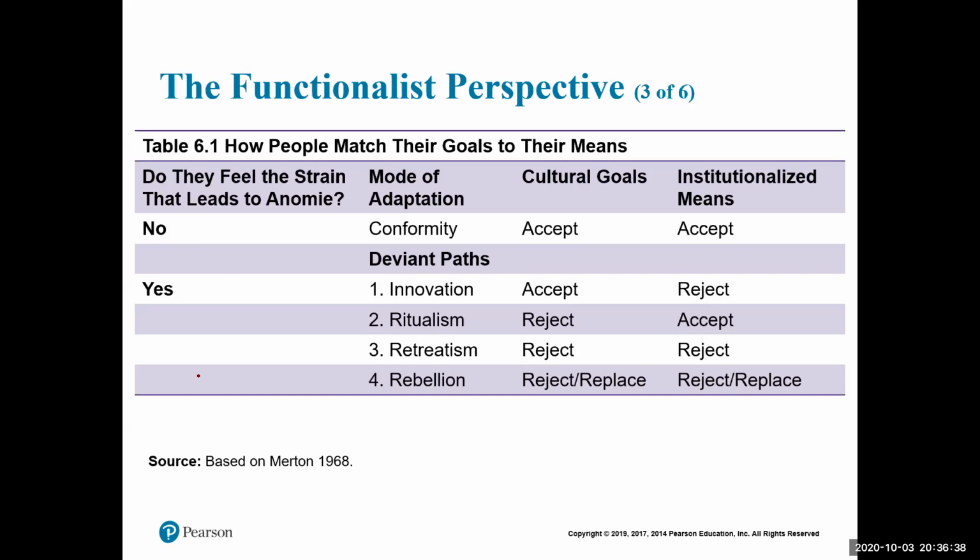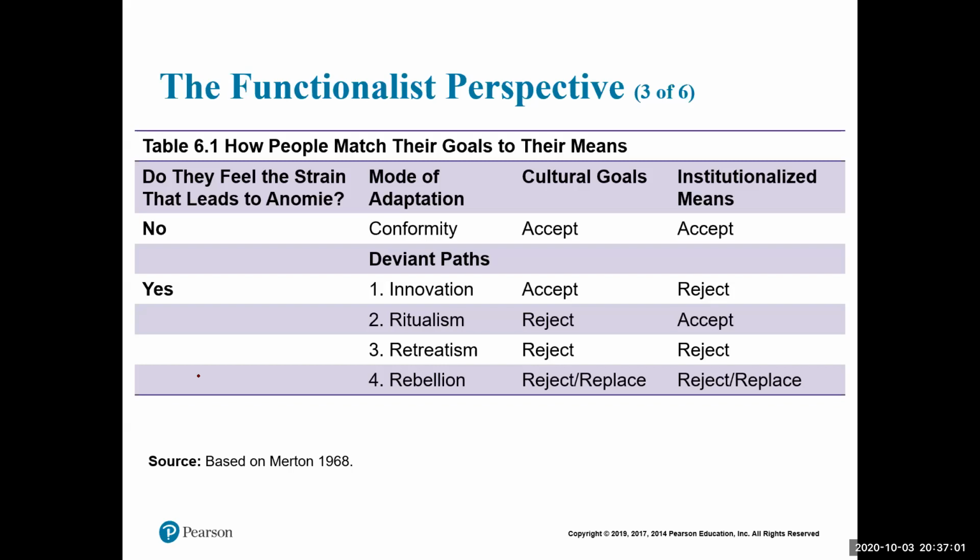Do they feel the strain that leads to anomie? So how do they do this? First one is no, they don't feel that strain at all. They conform, no problems. Their cultural goals they accept, and the institutional means they accept. In other words, they're going to just follow along. They're not going to break any rules. They're not going to break any laws. They're going to live with no deviance in their life, right?